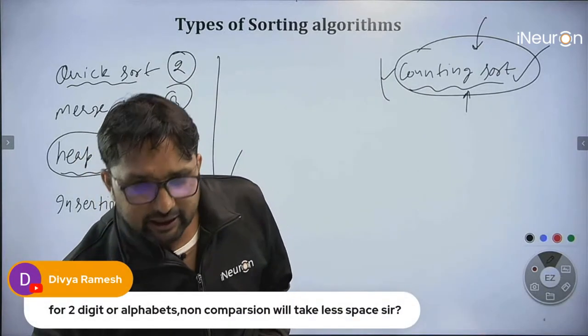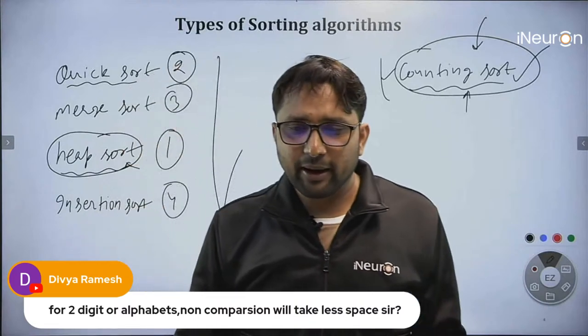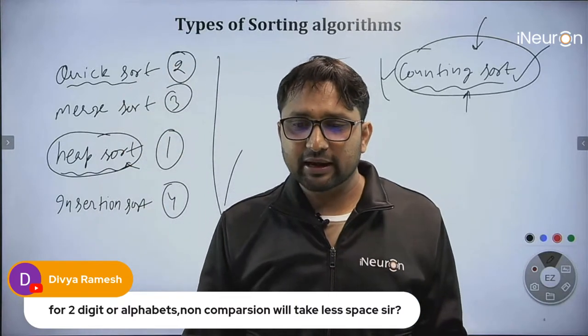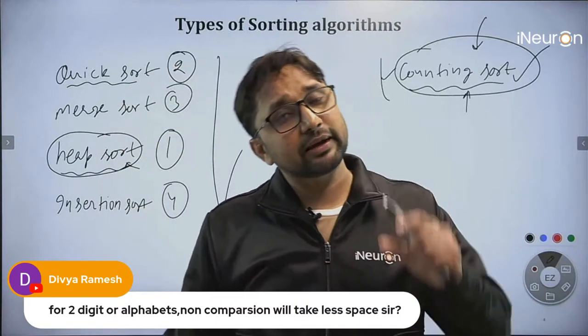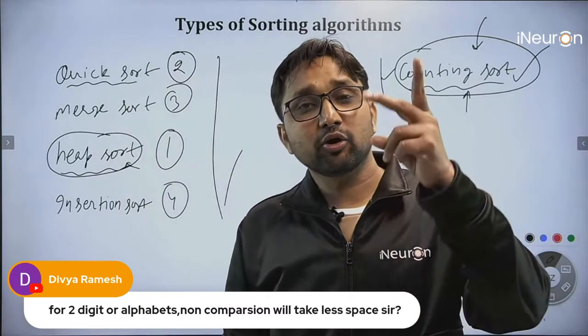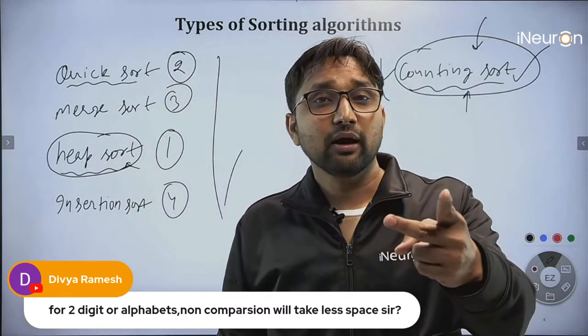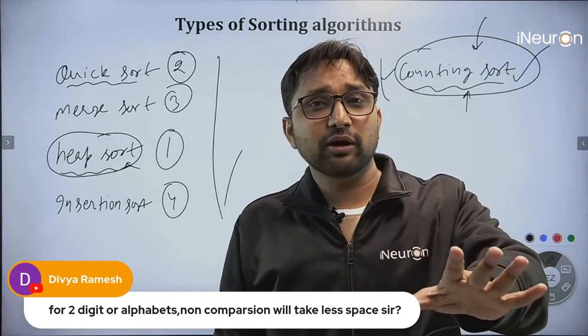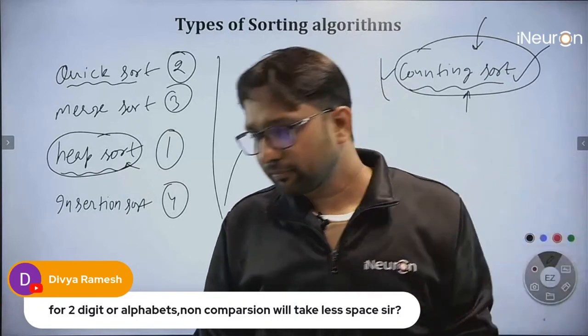Divya is asking whether, for two digits or alphabets, non-comparison sorting will take less space. No, non-comparison will take extra space. Either you are taking one digit or two digits, however many digits you take, that will take extra space.